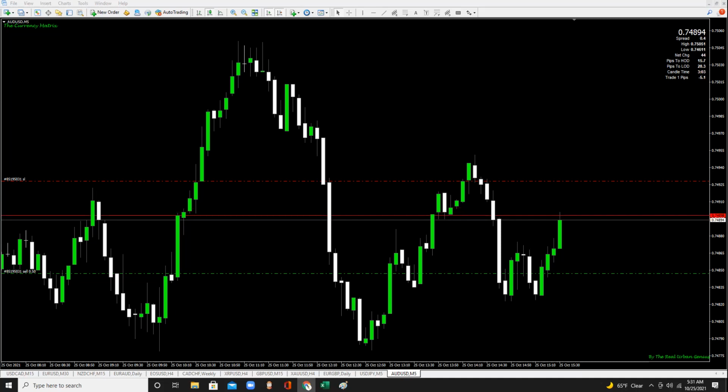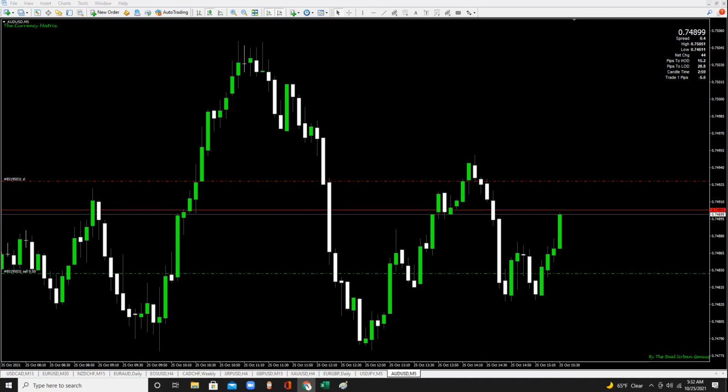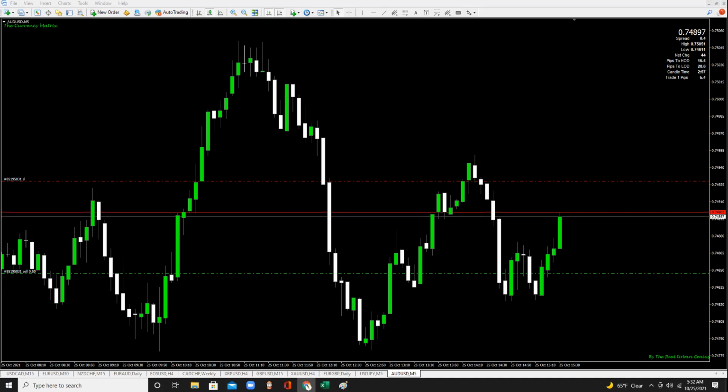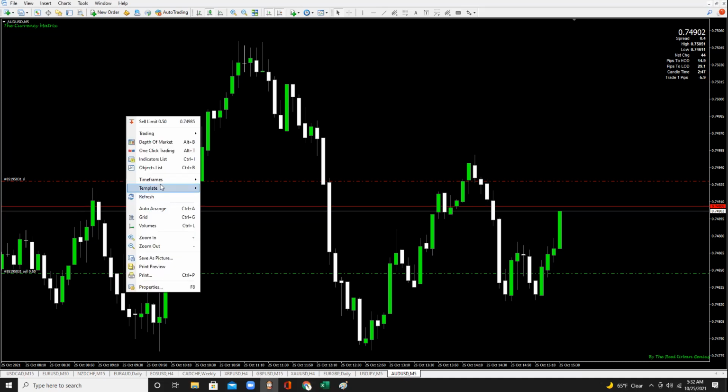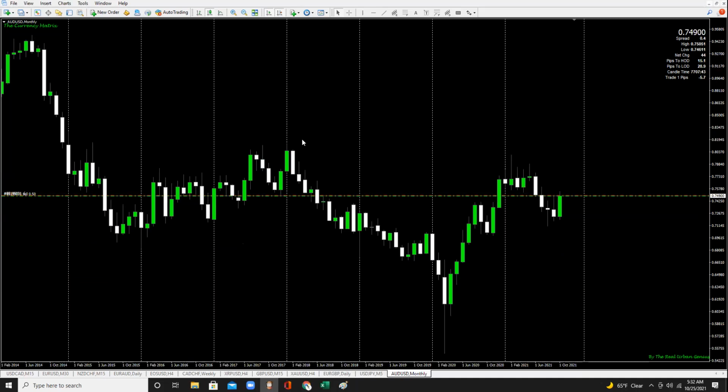Anybody got any pairs they want to look at before I dive in on this Aussie and this gold today? GU and gold. Okay, good deal. Let's go look at GU first.